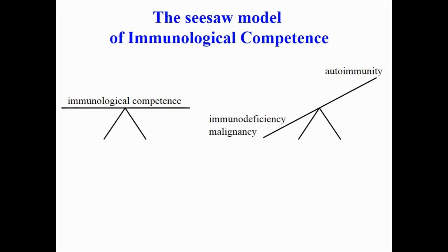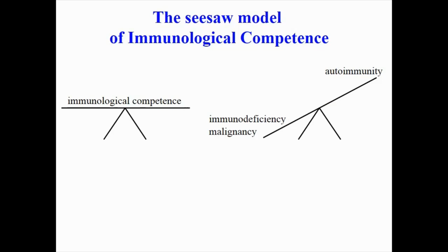And so the idea was that if you have too little of an immune system, then you would have immunodeficiency. Immunodeficiency might also manifest as malignancy because you're not able to kill your cancer cells. And if you have a too active immune system, then you would end up having autoimmunity. So if you look at this kind of seesaw model of immunological competence, immunodeficiency and autoimmunity, or as we prefer to say now, immune dysregulation, are really at the opposite ends.